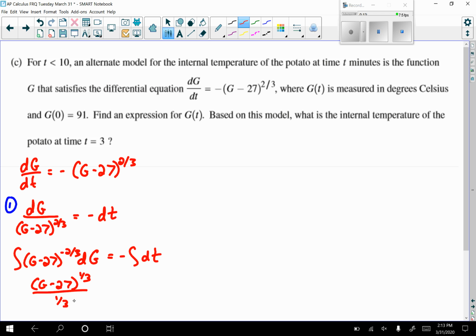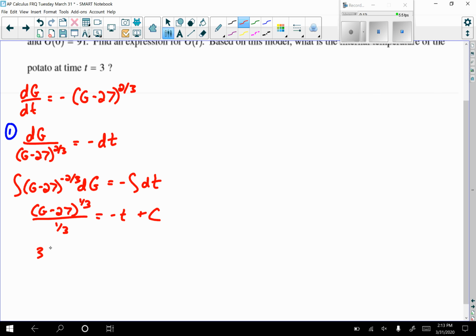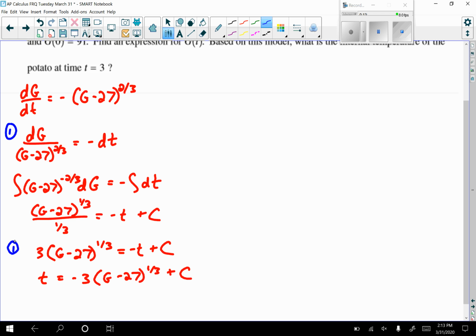Again, at this point, we don't have to put a constant on this side, but over here, notice it's a dt, so we want a negative t, and we could just show all of our constants already came to one side. So now dividing by a 1/3 will become a 3 times g minus 27 to the 1/3 equals negative t plus c. I want to solve this for t, so I'll move my t over to the left. This is going to equal a negative 3 times the quantity g minus 27 to the 1/3 plus c. And we get another point for making it to this part, taking the antiderivative.